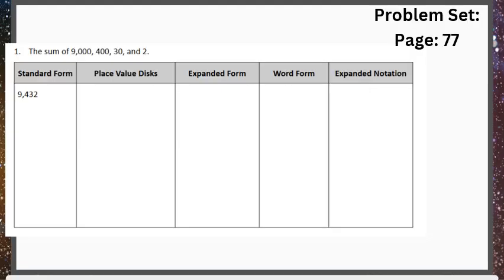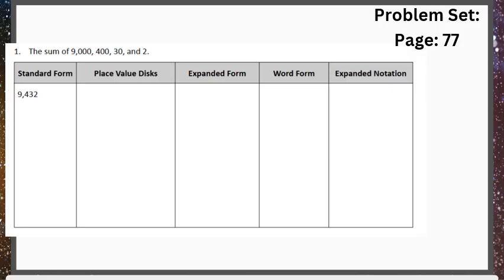Now let's look at our problem set on page 77. I'm going to model number 1 and 2 on page 77 before you do the 3 remaining problems on your own. So number 1 says the sum of 9,430 and 2. And you can see that expanded form is already filled out for us. Now we need to complete the table.